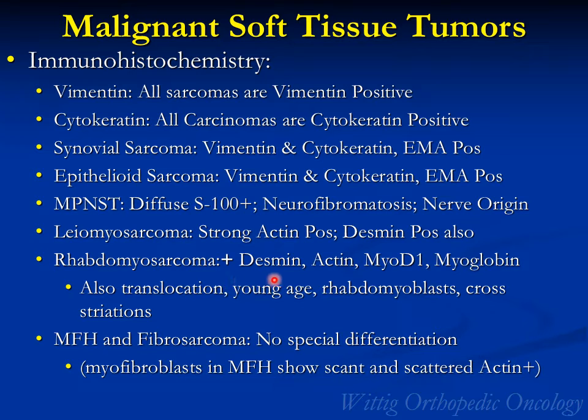Rhabdomyosarcomas demonstrate very strong desmin positivity, lesser actin positivity. They're positive for MyoD1 and myoglobin. You can also see the translocation. It occurs in a younger age group. You see rhabdomyoblasts, which are characterized by their cross striations similar to skeletal muscle. MFH and fibrosarcoma have no special differentiation. They're vimentin positive only. Sometimes there are myofibroblasts in MFH, which may show scant and scattered actin positivity. But by and large, these are primarily vimentin positive with no other markers.